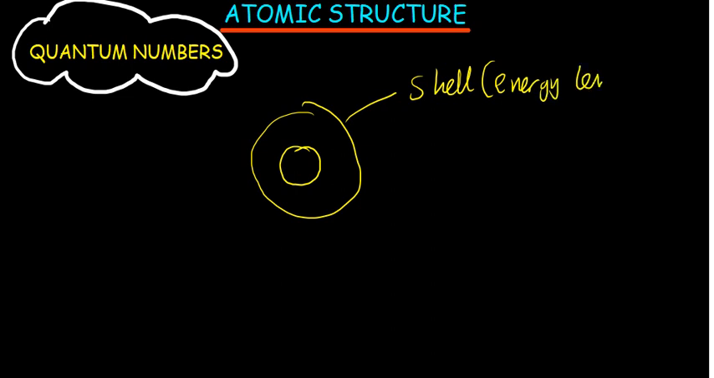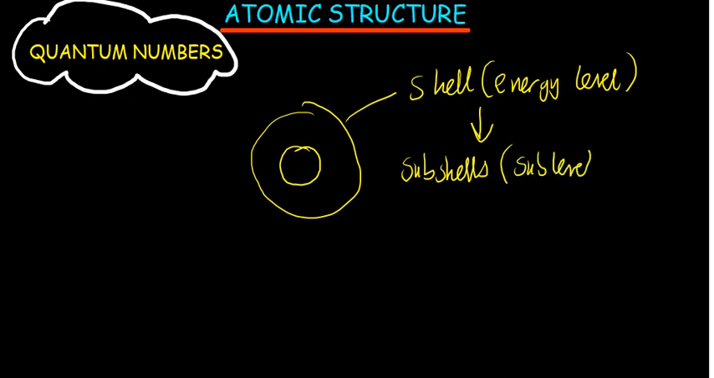Each shell is going to be divided into what we call subshells. The other word that we use for subshells is sublevel. These sublevels have regions within themselves where the probability of finding an electron is maximum. That's called an orbital.